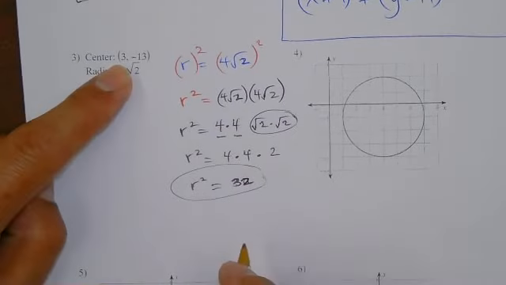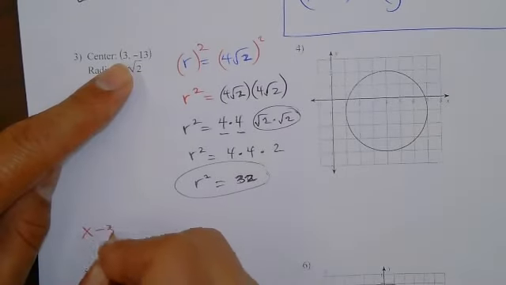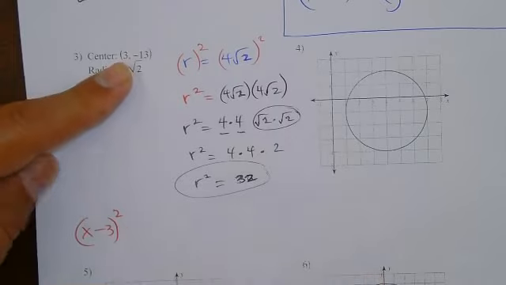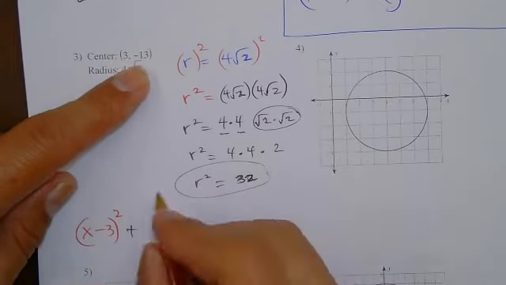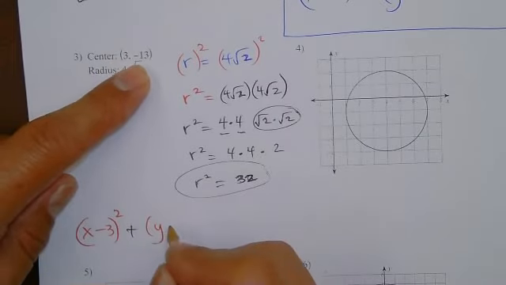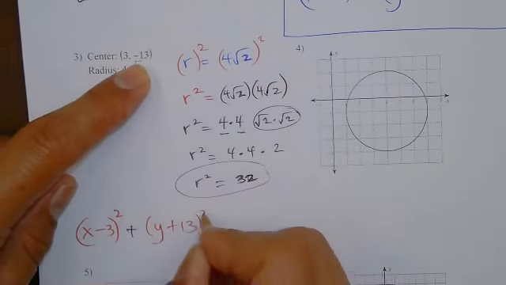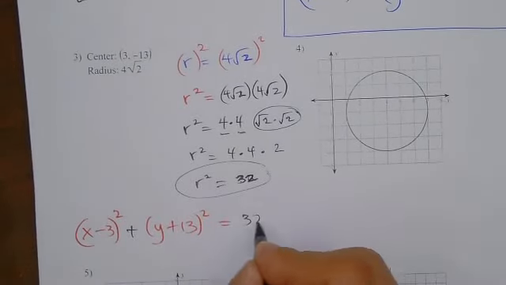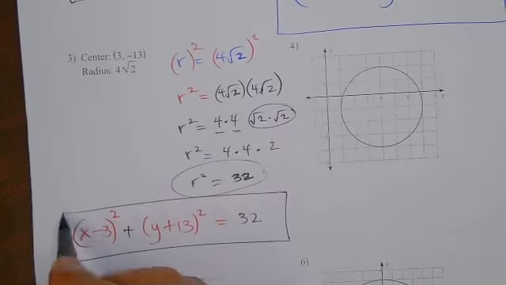Okay, now we can write the equation. What's going to be the equation for this one? That's going to be x minus 3 squared, right? The opposite, yeah? Plus y what? Not minus 13, the opposite. Plus 13 squared equals 32.